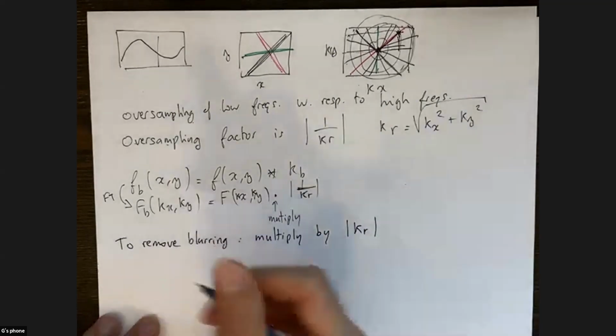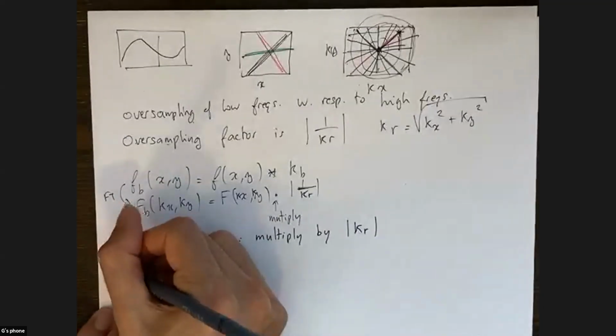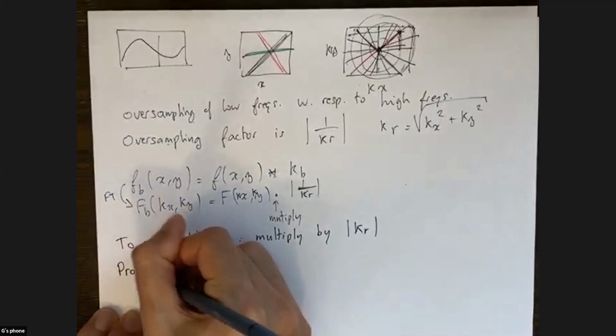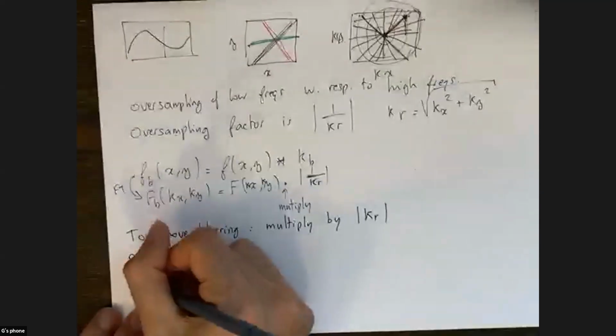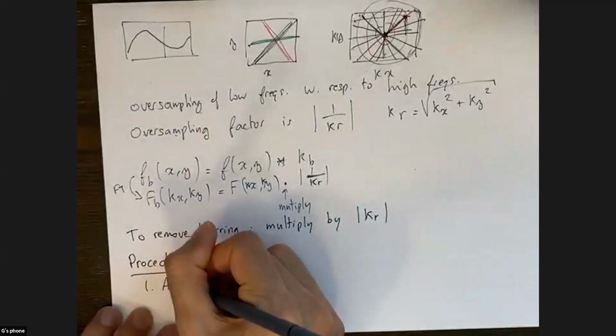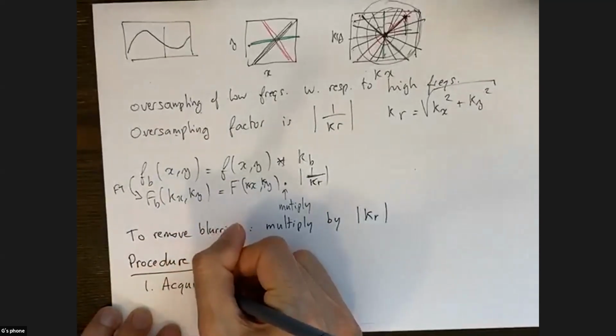So I'll write that down, procedure. This is the procedure for filtered back projection. So first, we have to acquire the projection from the subject.